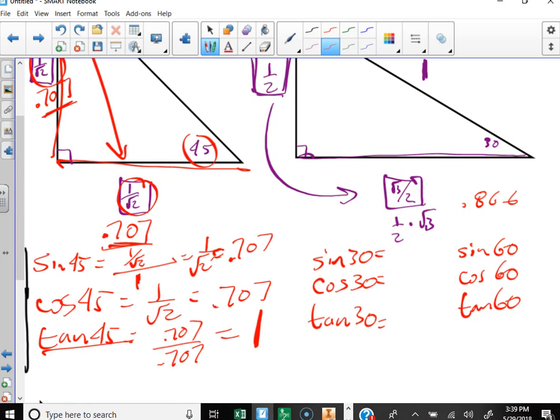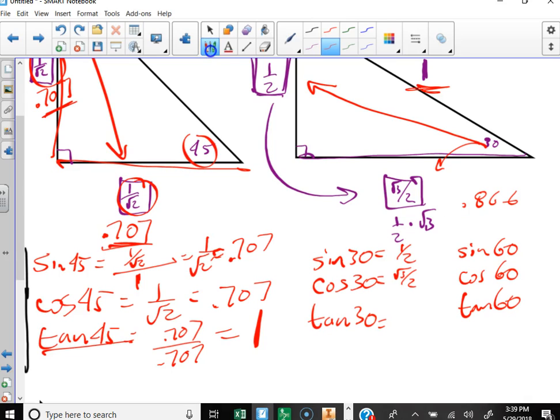So sine is going to be opposite, which is a half, divided by the hypotenuse, which is 1, so that's just a half. Cosine is going to be the adjacent, square root of 3 over 2, divided by 1, which is just square root of 3 over 2. And what about the tangent?